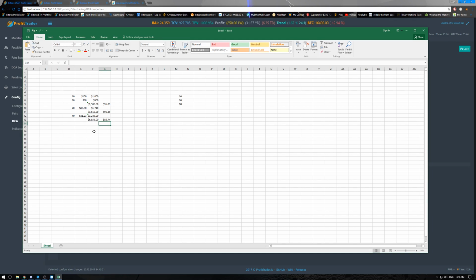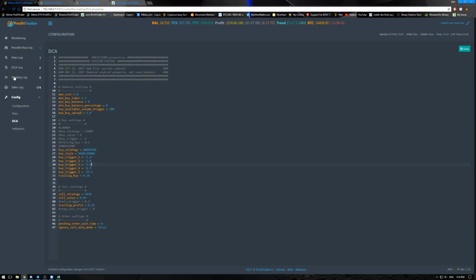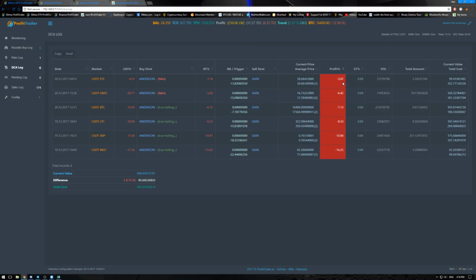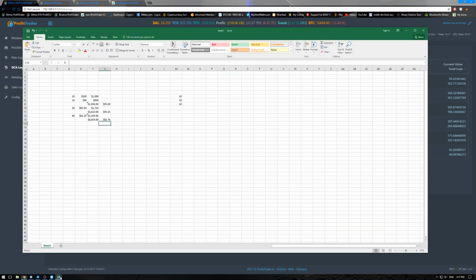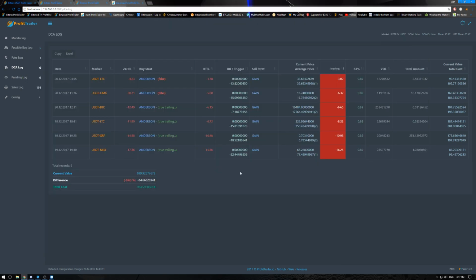Alright, hopefully that explains how the averaging brings your average price down, which will in turn bring your little profit percentage up closer to the zero mark, and which gets you closer to the sell. I'm sure I could figure out what the percentages are for these, but I'm too lazy and I actually don't know. Alright, I just want to show you one thing in the DCA log and this buy strat column.